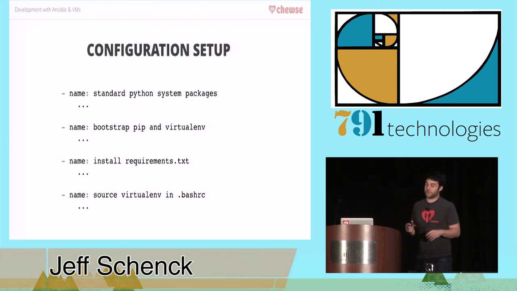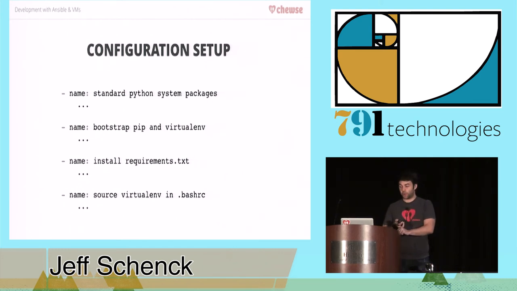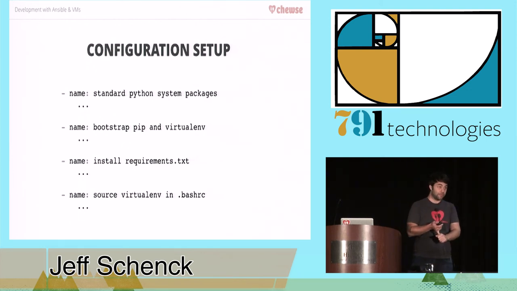But at a high level, what are we trying to do? We're going to install some basic system-level packages. We're going to get pip and virtualenv bootstrapped on the system, get those up to the right versions. We're going to install everything in our requirements.txt file. And then for a little touch of luxury, we're going to add a couple of lines to our bashrc file so that when we SSH into the box using Vagrant, these will activate the virtualenv and cd into the project directory, so that we're all ready to go in the right place every time we SSH into the box. So let's look at these one by one.